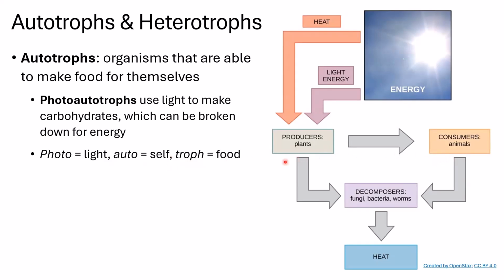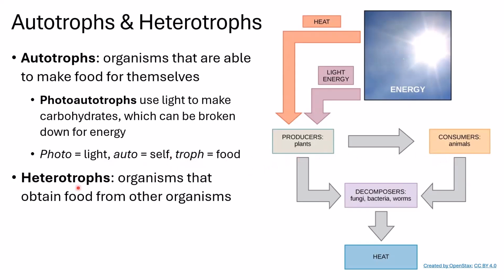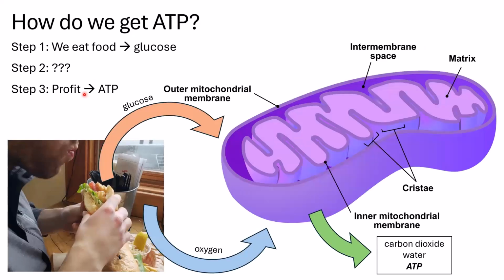Consumers that eat producers for energy are known as heterotrophs. Hetero means other, so the word means obtaining food from eating other organisms. The nutrients can then be converted into ATP, the energy currency of the cell, and the ATP can be exchanged to perform activities such as keeping our heart beating or our neurons firing. So how do we get ATP? Well, if we really want to simplify things, we eat food, which gives us glucose and other nutrients, and then we profit in the form of ATP.